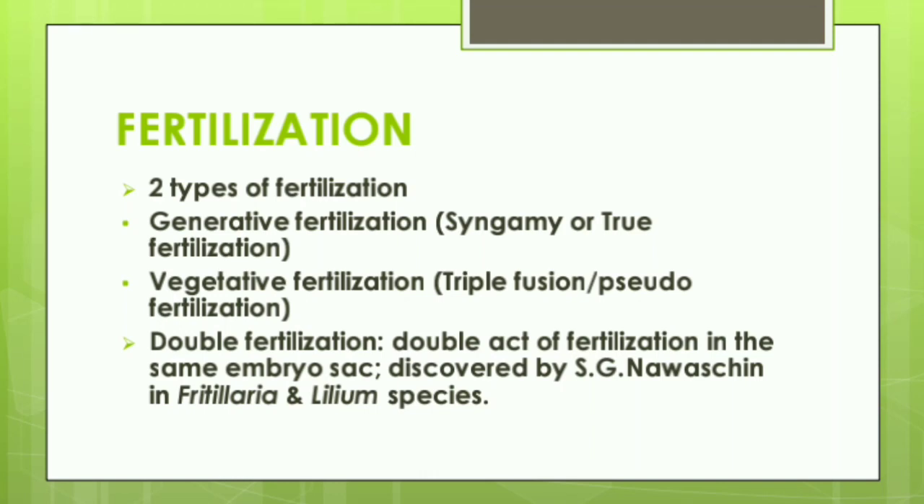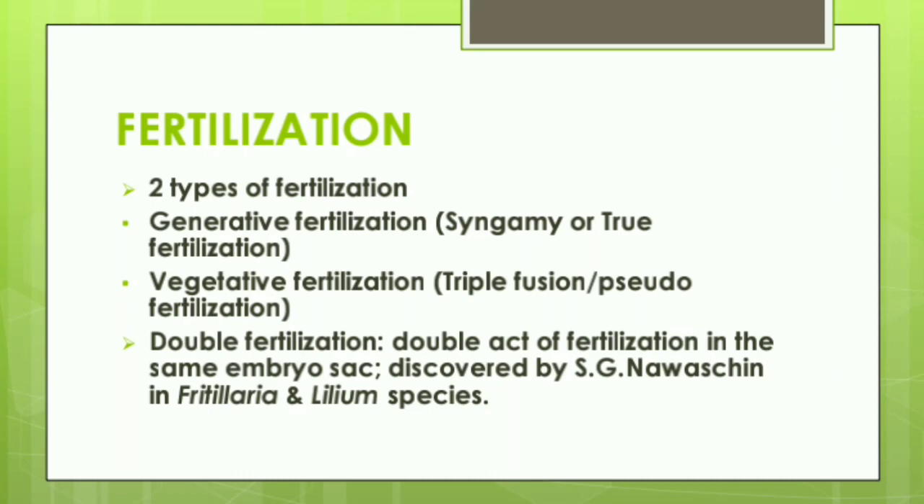Triple fusion converts central cell into a triploid primary endosperm cell. The triploid nucleus is called PEN or primary endosperm nucleus, and it forms triploid endosperm. Thus, in the same embryo sac, that is female gametophyte, fertilization occurs twice. One is called syngamy and the second is known as triple fusion. This double act of fertilization in the same embryo sac is called double fertilization. And remember, it is a characteristic feature of angiosperm.